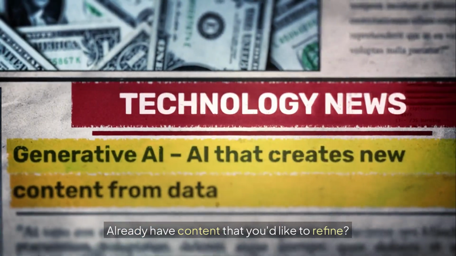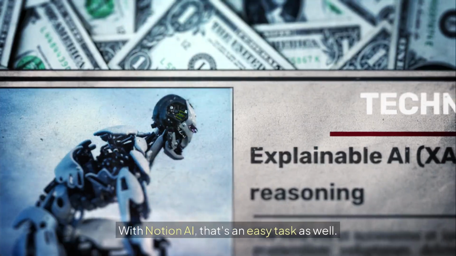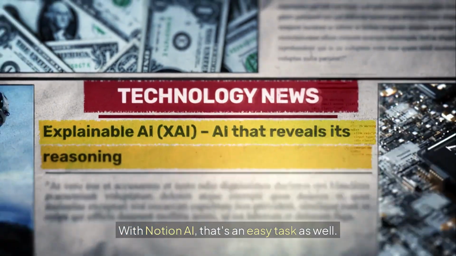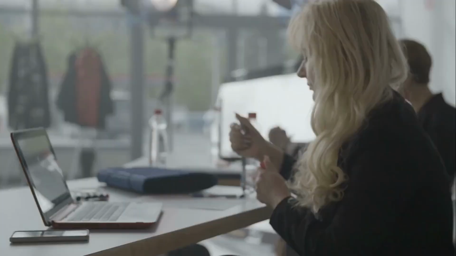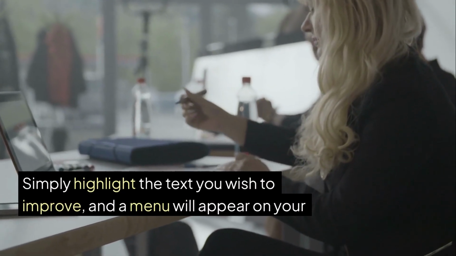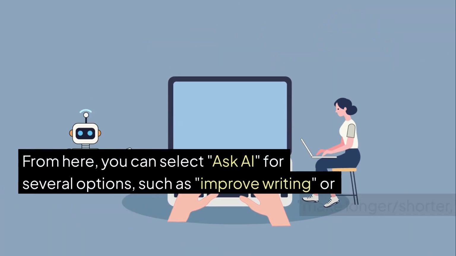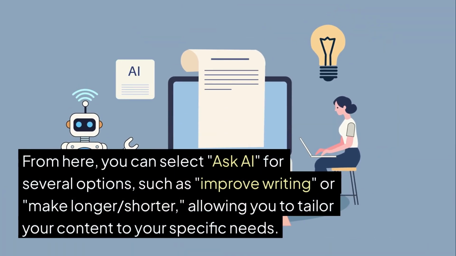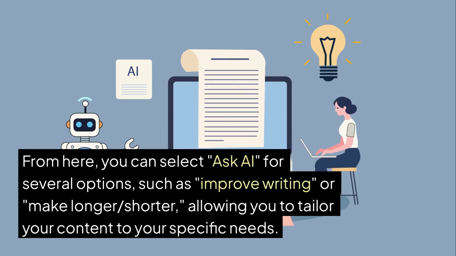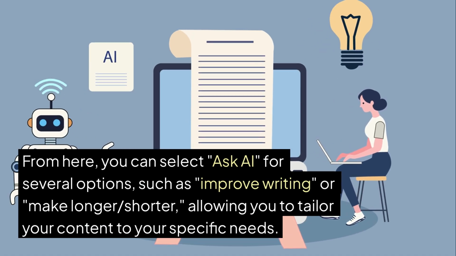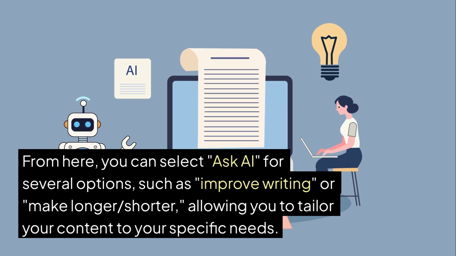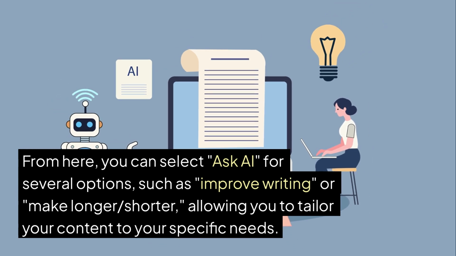Already have content that you'd like to refine? With Notion AI, that's an easy task as well. Simply highlight the text you wish to improve, and a menu will appear on your screen. From here, you can select Ask AI for several options, such as Improve Writing, or Make Longer or Shorter, allowing you to tailor your content to your specific needs.